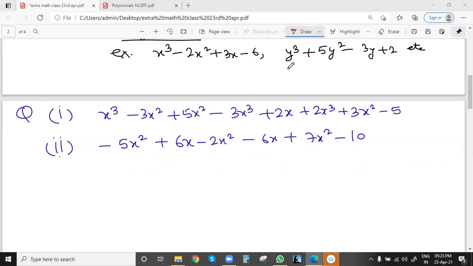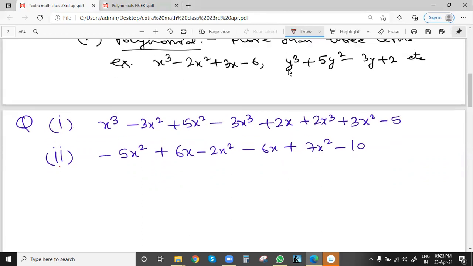Here now we'll simplify the equations. Basic thing is we'll simplify the equations. So first one, x cube and minus 3x square. So minus 3x square here, also 3x square, so they will cancel out. Correct. Then we have x cube minus 3x square.